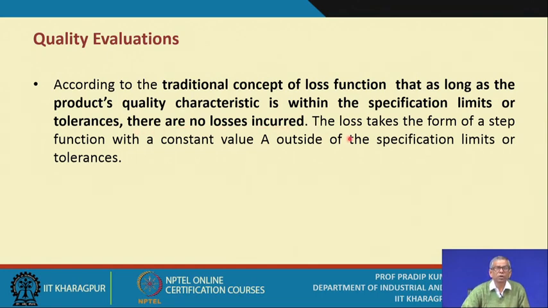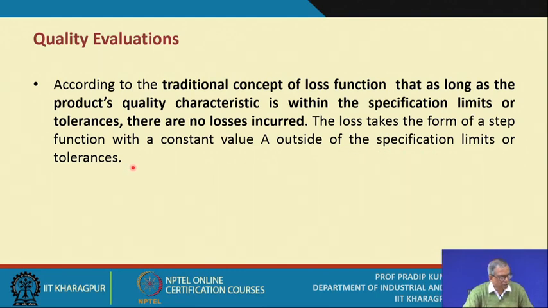That means we are specifying the tolerance range, and as per the traditional concept, any value you get within this tolerance range is acceptable to you, and as it is acceptable, there is no quality loss. Any value within this range will have the same impact or the same loss incurred, and you assume that this loss is held at a very minimum. Now this loss takes the form of a step function with a constant value A outside of the specification limit or the tolerances.